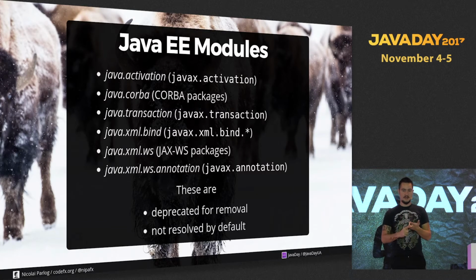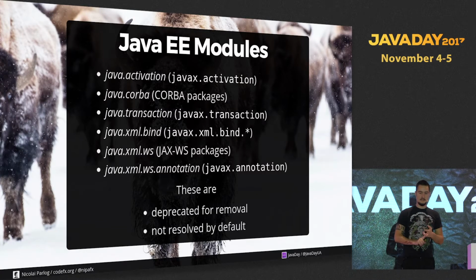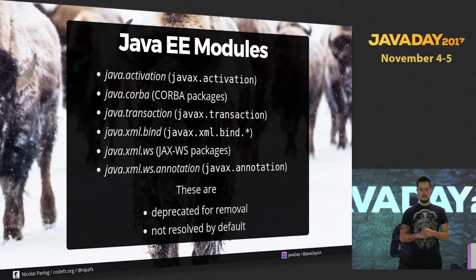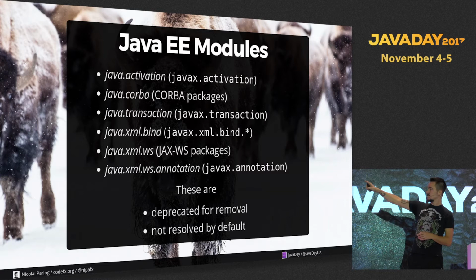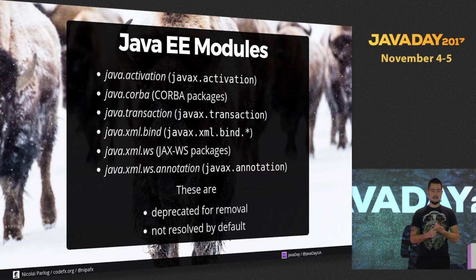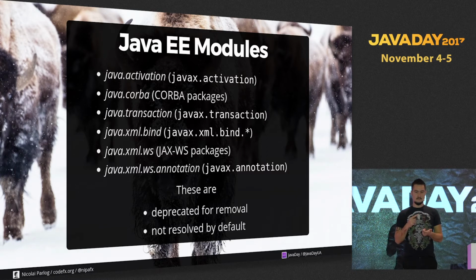Internal APIs, split packages. Third problem, Java EE modules. So Java EE isn't Java EE anymore, it's now EE4J. Oracle wants to get rid of the remains of Java EE APIs that are in the JDK, and it put them into these 6 modules. You can see which packages they contain. And these modules are deprecated for removal. So in some future version, I guess sometime 2018, they will be gone.